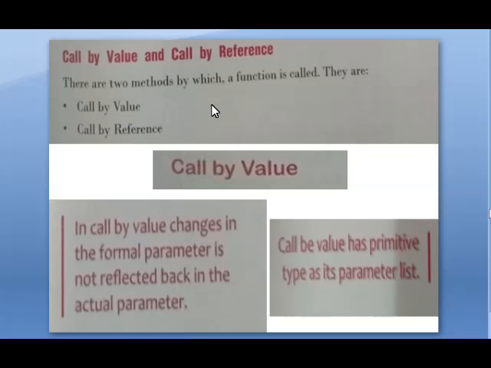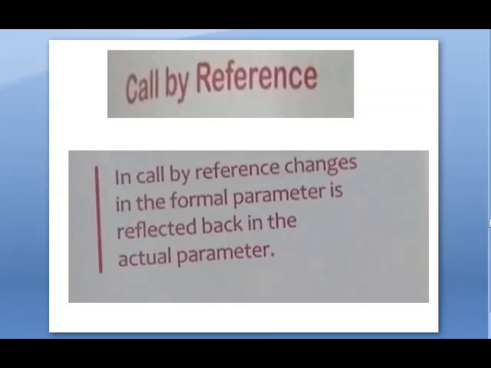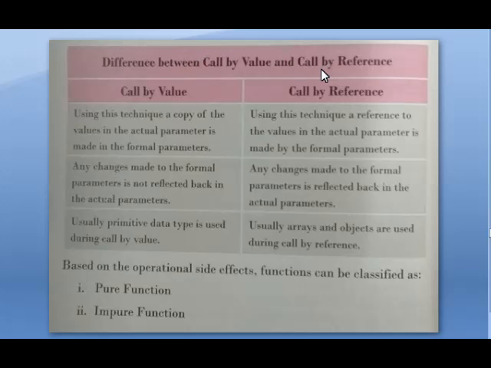There are two methods by which a function is called. First one is call by value, second one is call by reference. In call by value, changes in the formal parameter are not reflected back in the actual parameters. Call by value has primitive types in its parameter list. In call by reference, changes in the formal parameter are reflected back in the actual parameters. Okay students, the next one is difference between call by value and call by reference. So you have to learn.